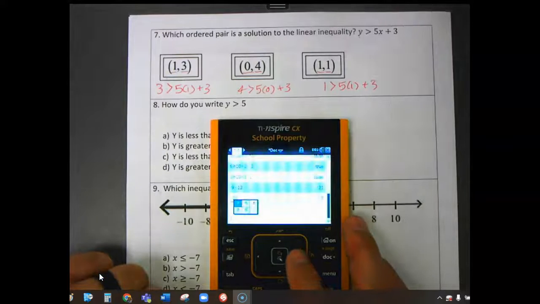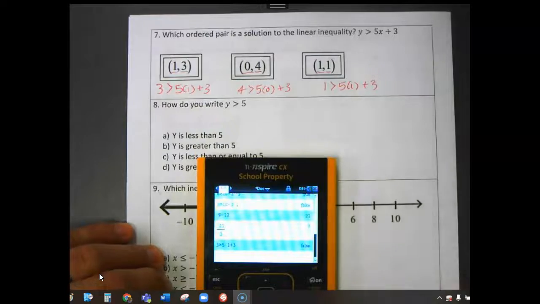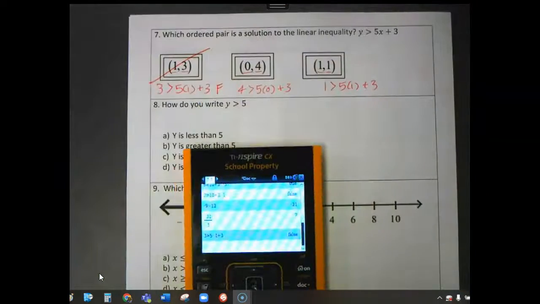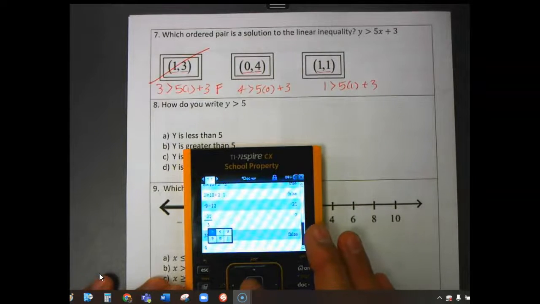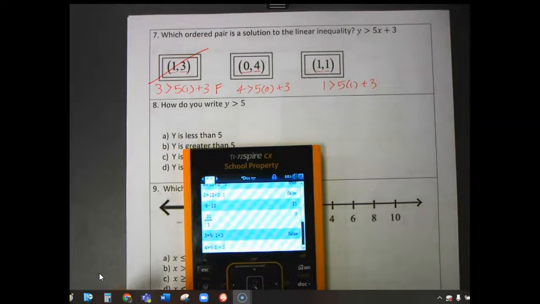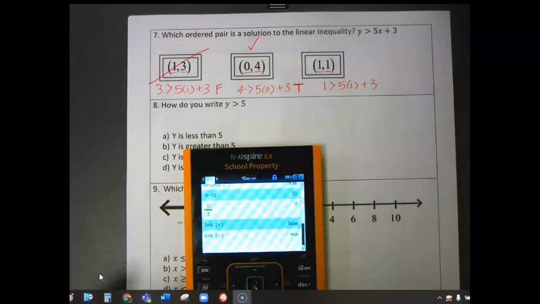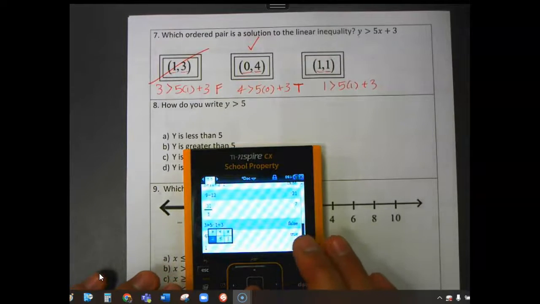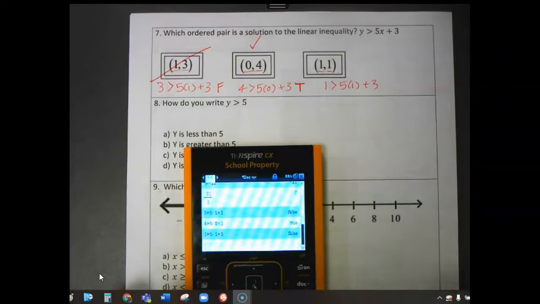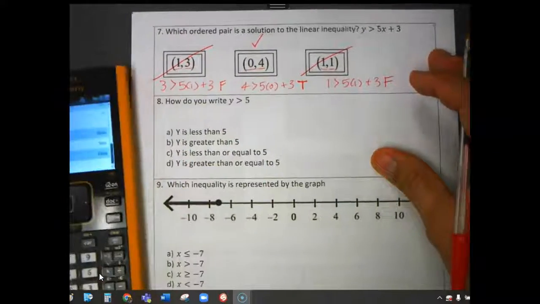3, control equals, greater than 5 parentheses 1 plus 3. False. Okay. Let's do the next one. 4, control equals, greater than 5 parentheses 0 plus 3. True. And let's do the last one real quick. 1, control equals, greater than 5 parentheses 1 plus 3 is false. Okay. You can do those.